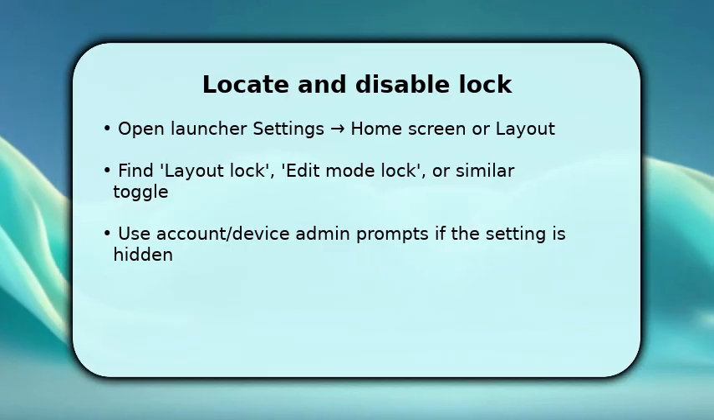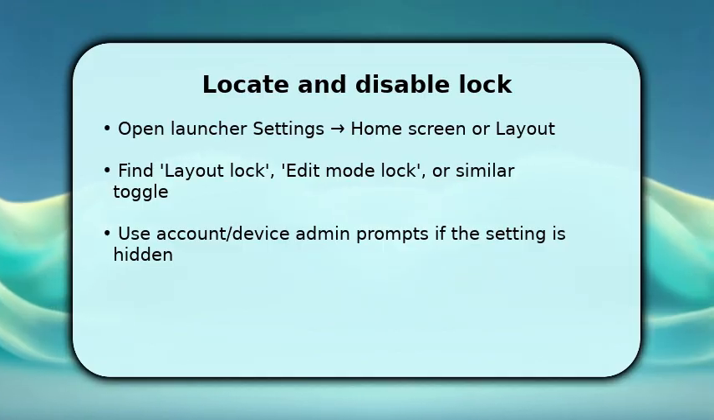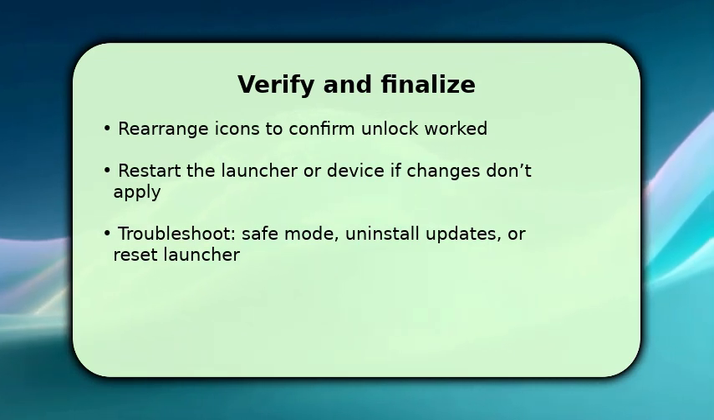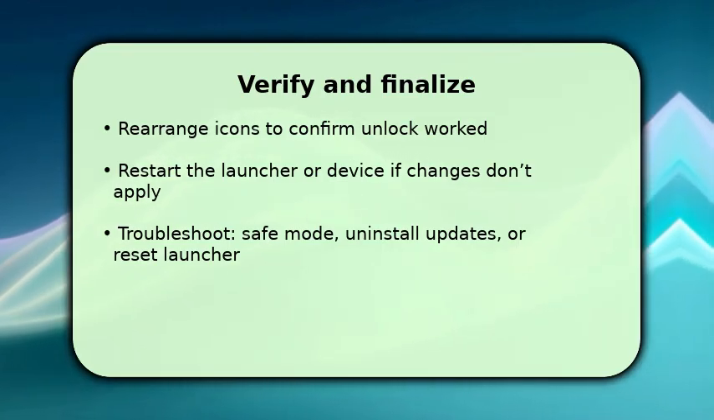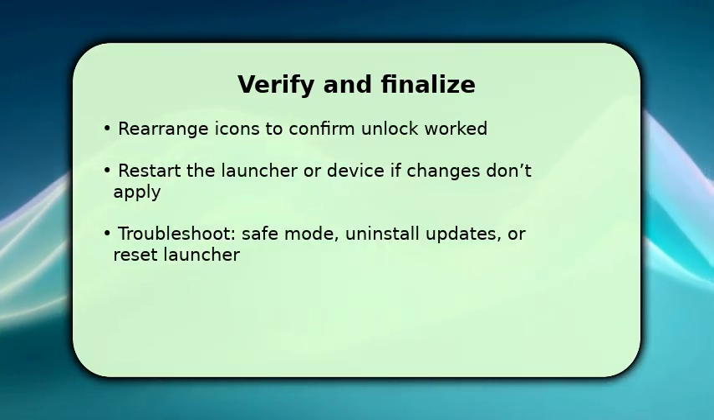Toggle the lock off. You may need to confirm with your PIN. Finish by verifying the layout is editable. Press and hold an icon, drag to reorder, and add or remove widgets. If the home screen still refuses edits, restart the launcher or reboot your device. That often applies settings. Make sure any third-party security apps or work profiles are not reapplying restrictions.